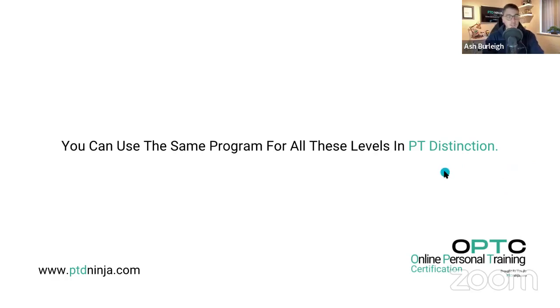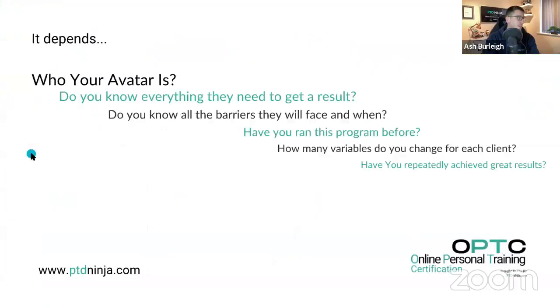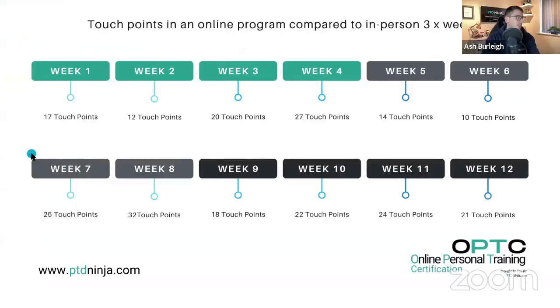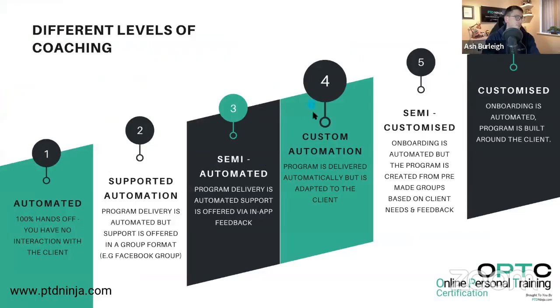So what I want to quickly do is show you what this looks like inside PTD, from PT Distinction's point of view. So I'm just going to head back over here, right back to the start. And I want to show you a very simple setup, which is basically following this custom automation one here. And I'm actually going to put it in and run it as an automated program. I'm going to show you the same program that you can set up inside PTD that allows you to do all of these on here. So all levels, you can have one program that allows you to cover all levels on here.